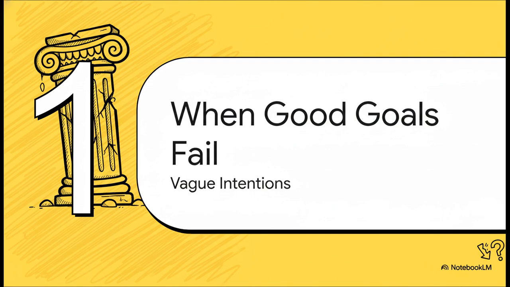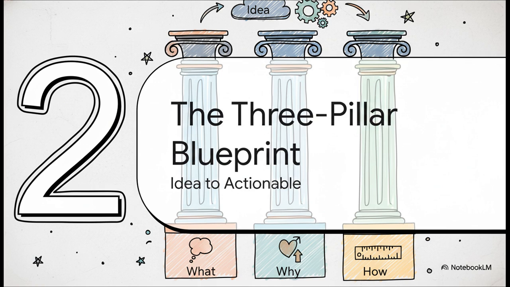Okay, so let's start with the number one reason good goals fail. They're just too vague. This is where so many great ideas just stumble right out of the gate. But here's the thing. The solution isn't just about having more ambition. It's about having a better architecture for that ambition. And that's exactly what this 3-pillar blueprint does. It gives you the structure you need to turn a cool idea into something you can actually do.